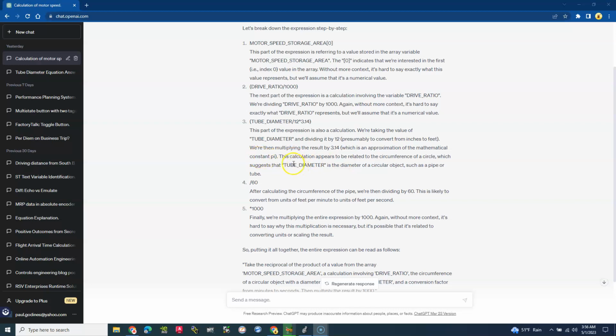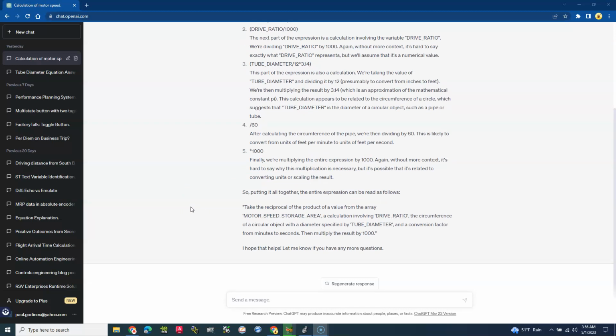The calculation appears to be related to the circumference of a circle, which it is in this case, which suggests that tube diameter is the diameter of a circular object such as a pipe or tube. Then we're going to divide that by 60. After calculating the circumference of the pipe, we're dividing by 60, likely to convert the units of feet per minute to feet per second.